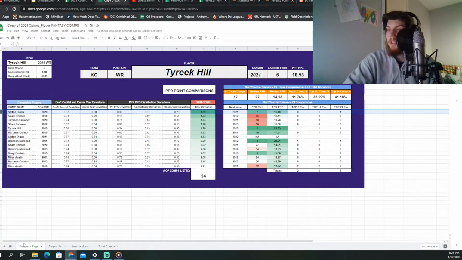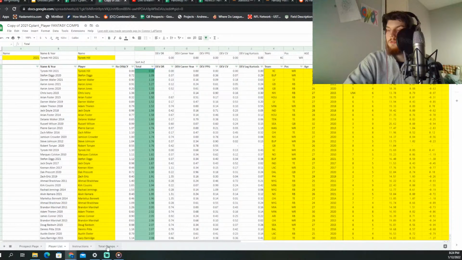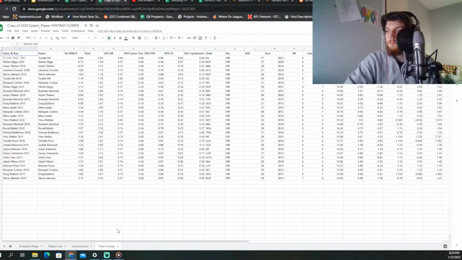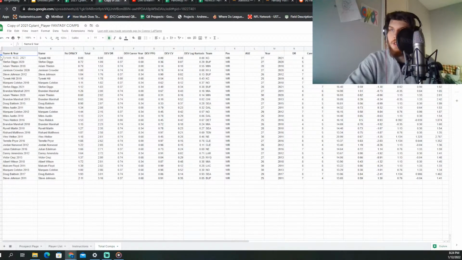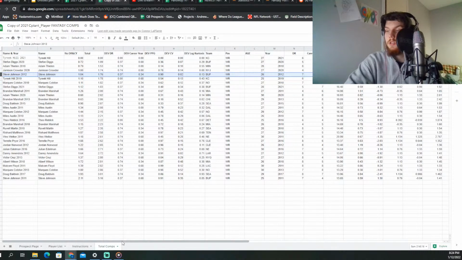You basically just have to go to the total comps, and you have a list of all the players that comp Tyreek Hill. Of course, number one is himself. Diggs, Thielen, Crowder, Steve Johnson, and then you can even look and see what they have in common.